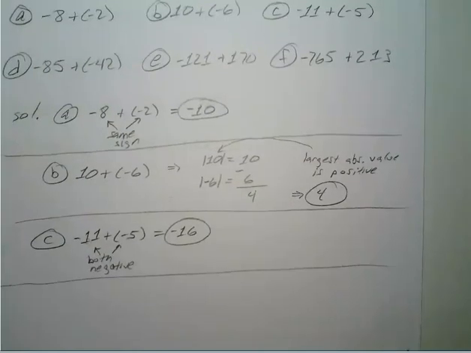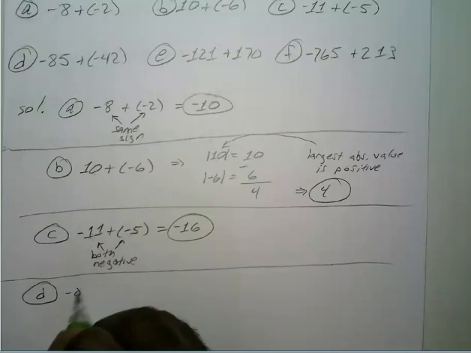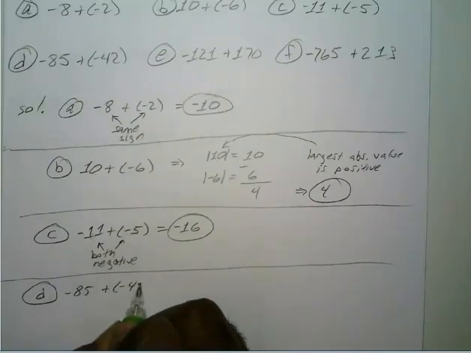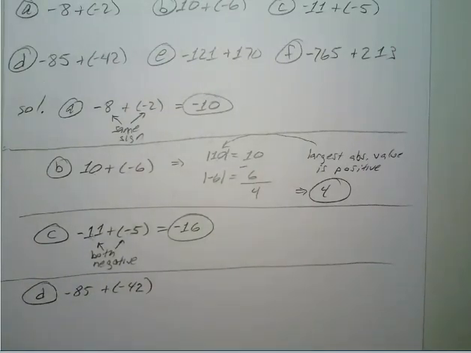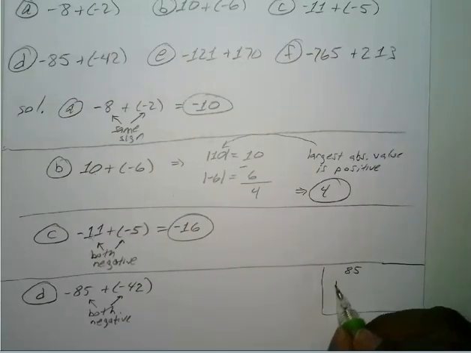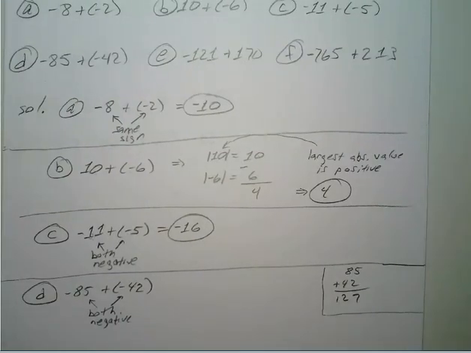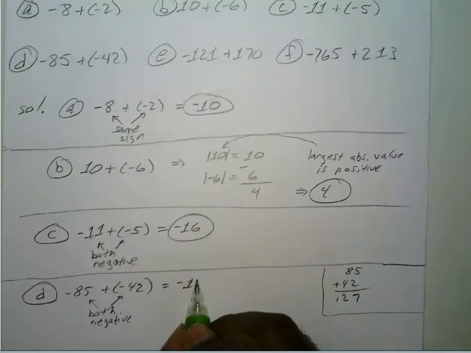Okay, now let's go to problem D. -85 plus -42. Again, both are negative. Doing this on the side, we see that 85 plus 42 is 127. So -85 plus -42 is -127.